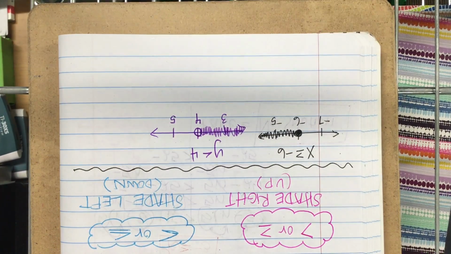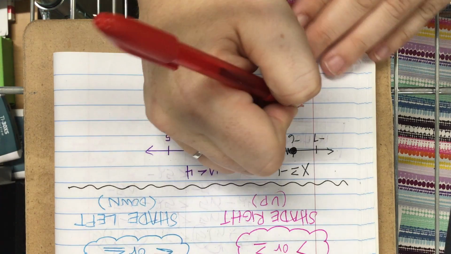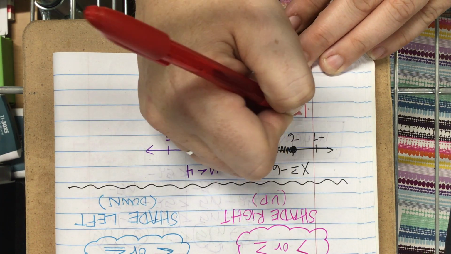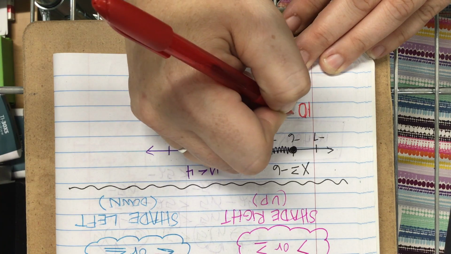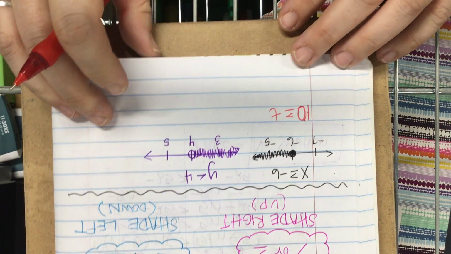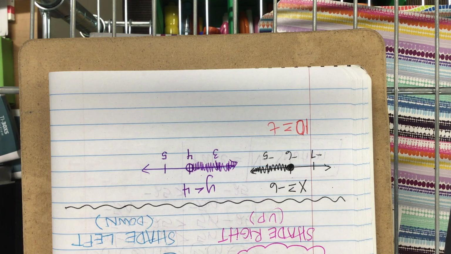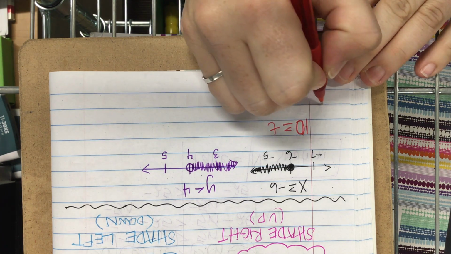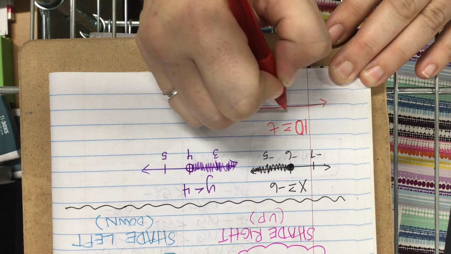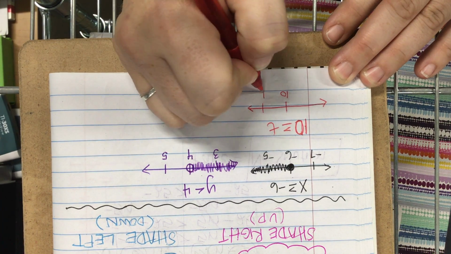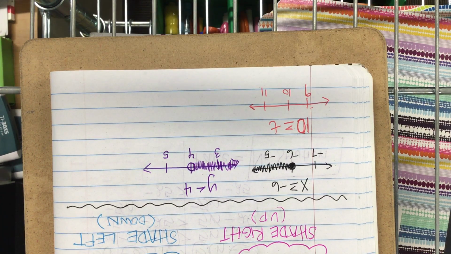Now here's the trick. Some of you may notice, oh, Mrs. Long, wait a second, I see something about the shading. But hold on. Let's do 10 is greater than or equal to t. So I'm going to put 10, correct? And I'm going to go 11, and then I'm going to go 9. Is it an open dot or a closed dot at 10? Closed. It is closed because it could be equal.